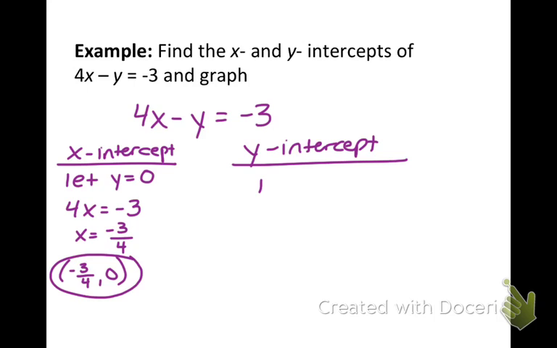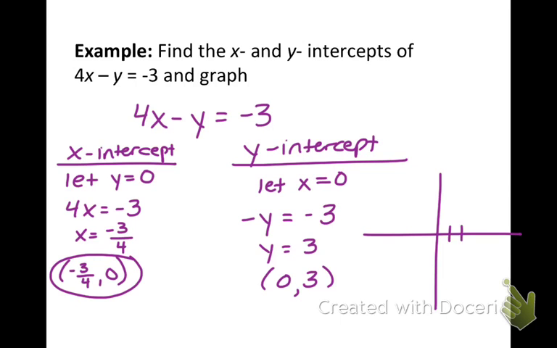So for your y-intercept, we're going to let x equal 0, which means it goes away. So now I'm left with negative y equals negative 3, which would get me positive y equals positive 3. How do I write that as an ordered pair? 0, 3. Good.